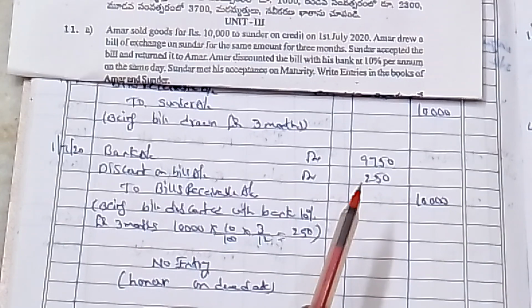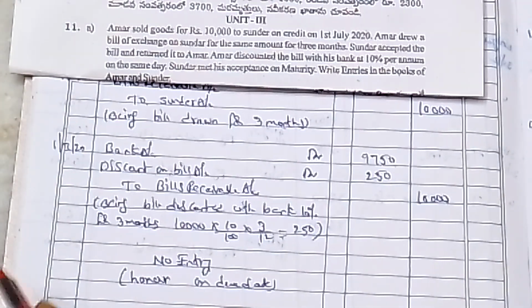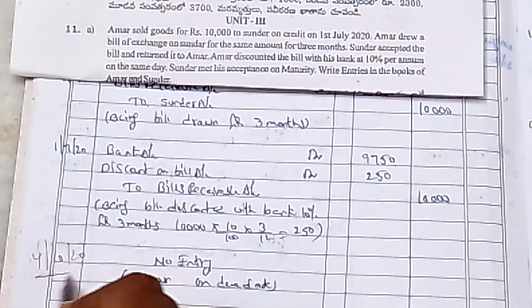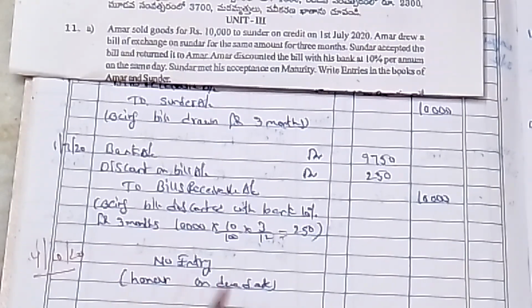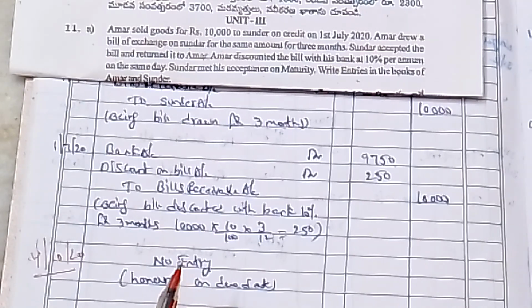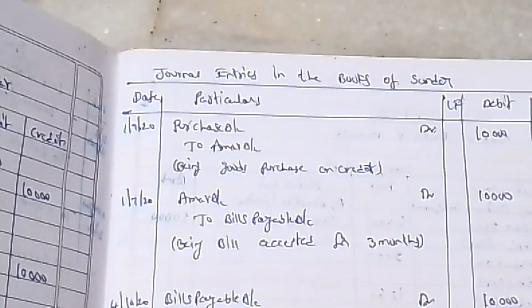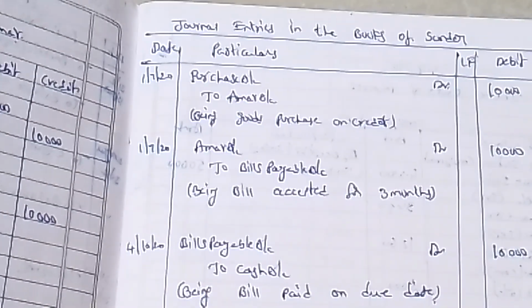Next, the due date. The due date is 4/10/20. The bill matures on the due date. So no entry. Honor entry will not come because the bill is in the hands of the bank. So let us see the general entries in the books of Sundar.